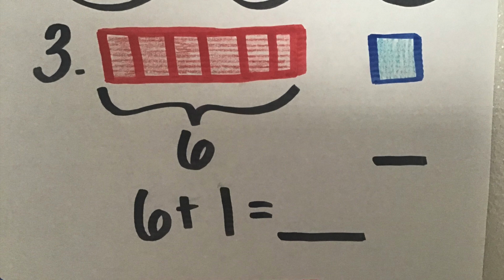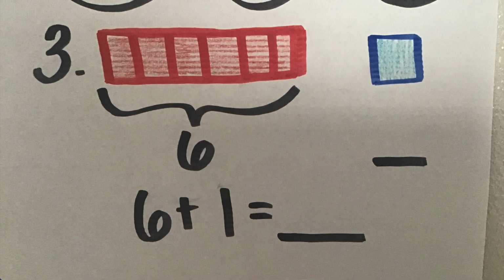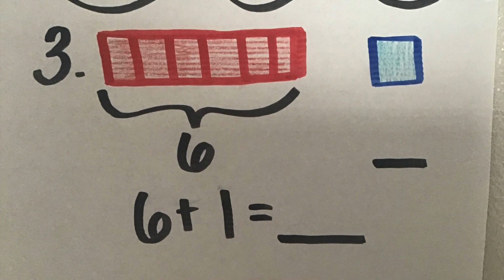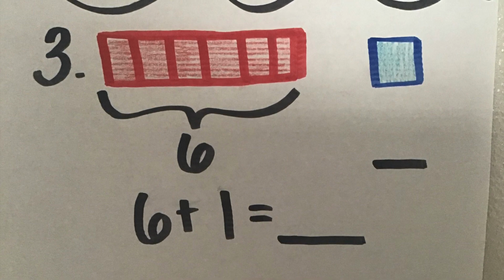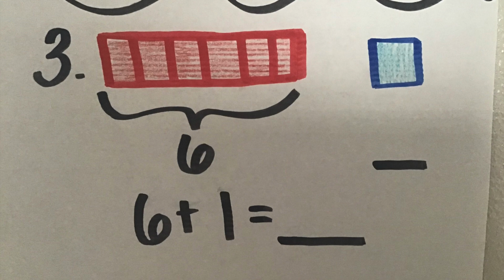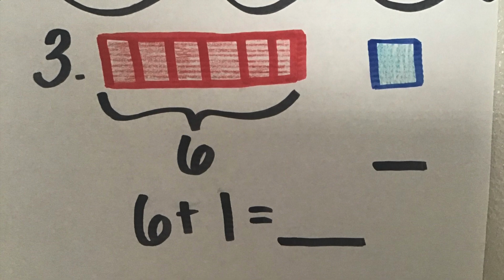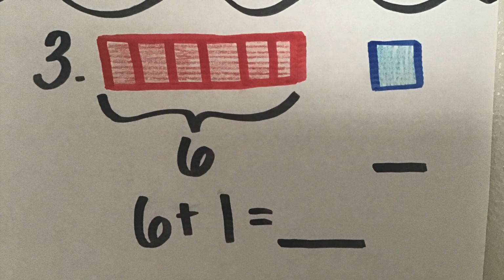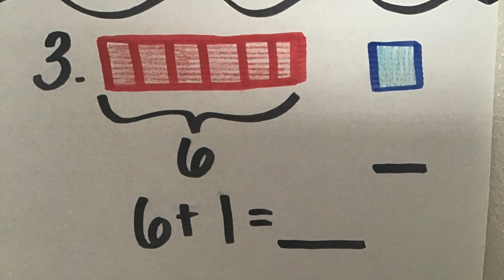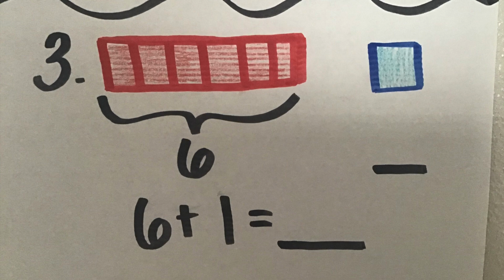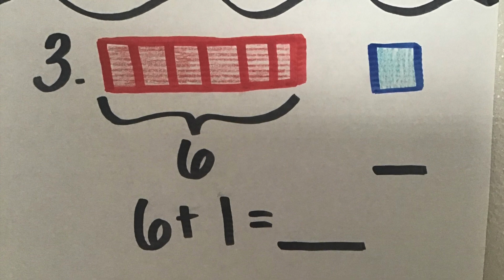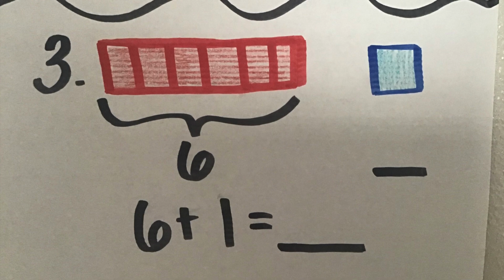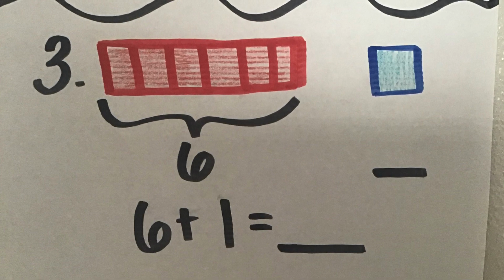Okay, let's look at some examples together. Number 3. First thing to do is to read the number sentence. 6 plus 1 equals blank. The second thing to do is to count how many cubes are in the largest group and to keep that number in your head. Let's count the largest group together. 1, 2, 3, 4, 5, 6. Make sure you keep that number 6 in your brain.